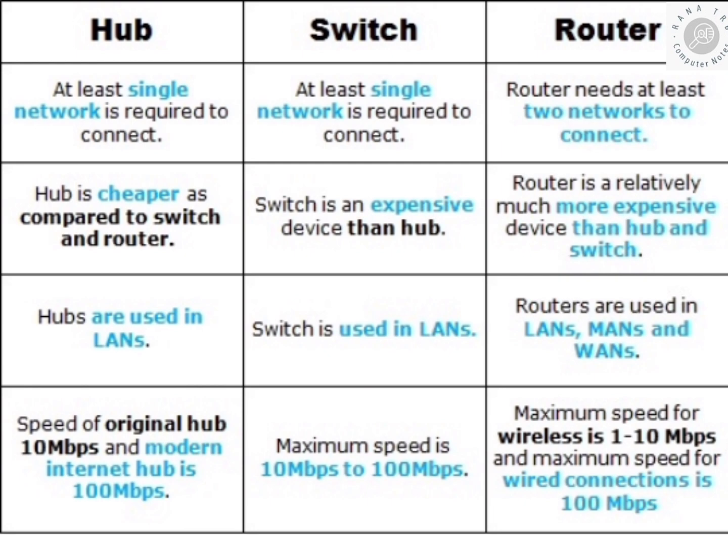And according to the speed, the hub is originally 10 Mbps. Nowadays it is 100 Mbps. For switch it is 10 to 100 Mbps. But for the router it is of two types, wired and wireless. For wireless it is 1 to 10 Mbps and wired is 100 Mbps.